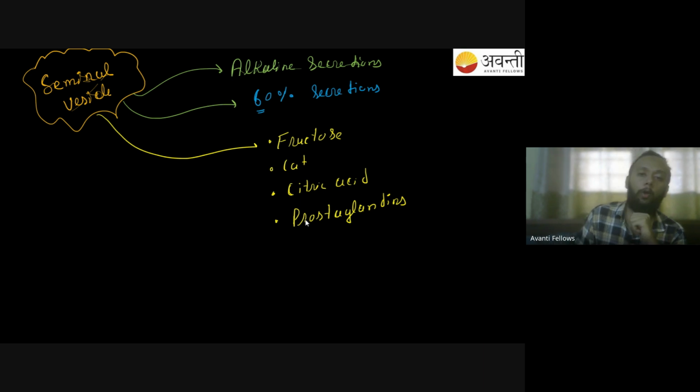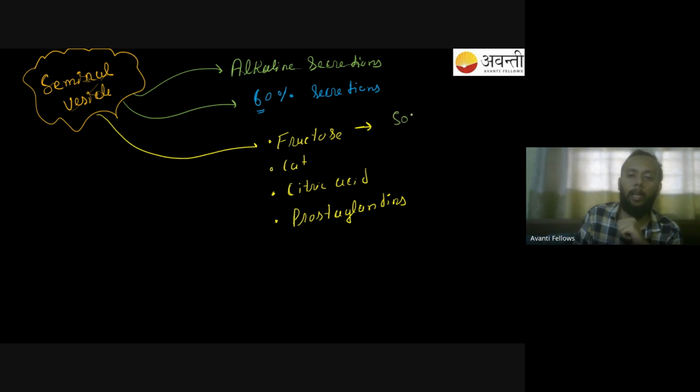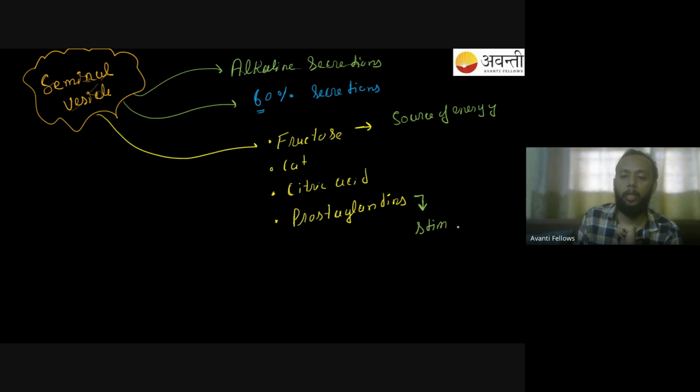For example, fructose is being used by the sperm as a source of energy. So sperms can use this as a source of energy. On the other hand, you have your prostaglandins. Prostaglandin is a biomolecule which stimulates contraction of the uterus.